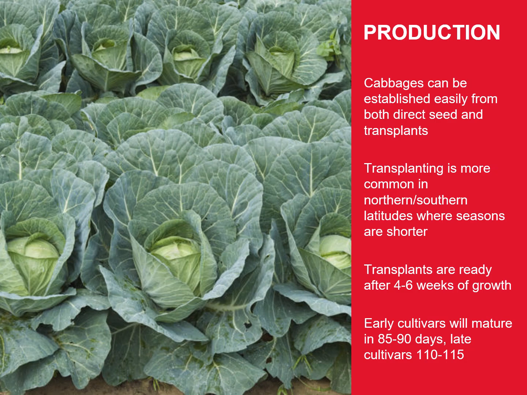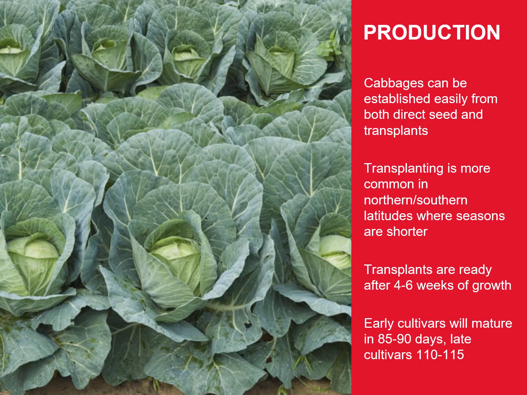Cabbages can be established easily from both direct seed and transplants. Transplanting is more common for cabbage in the northern and southern latitudes of the world, where the seasons are typically shorter. Transplants are ready after about 4 to 6 weeks of growth in a module house or a greenhouse. Early cultivars will mature in around 85 to 90 days, whereas later cultivars will mature in about 110 to 115 days.